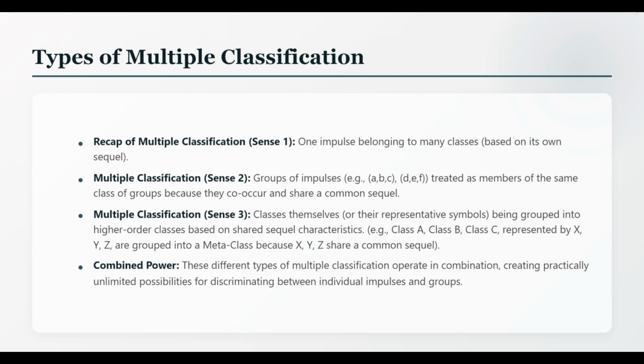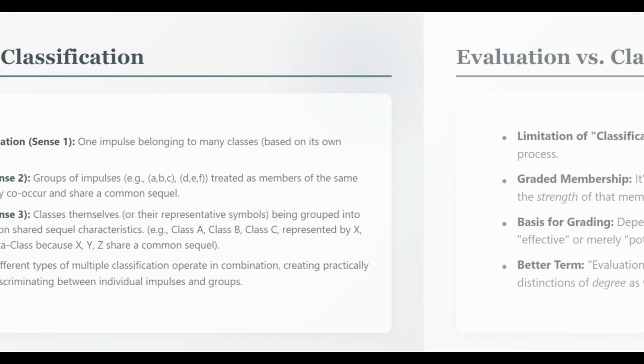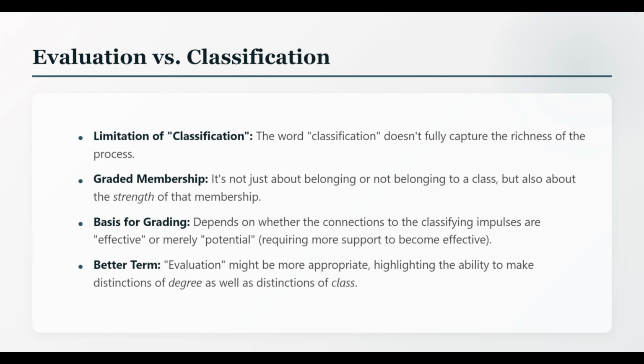So we have multiple ways this classification gets complex. First, one impulse can be in many classes simultaneously. Second, whole groups of impulses can be treated as single units if they consistently co-occur and trigger the same sequel together. Third, classes themselves can be grouped into metaclasses based on similarities in their own representative sequel. These three types of multiple classification work together, creating an almost infinite capacity for the system to distinguish between different patterns of activity.